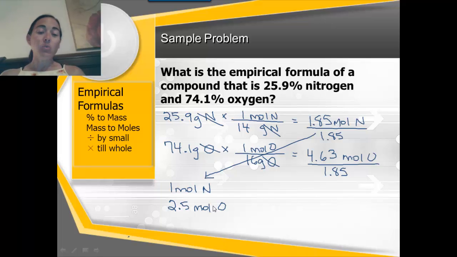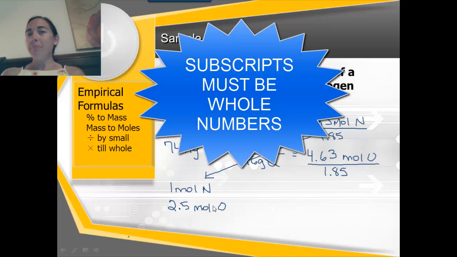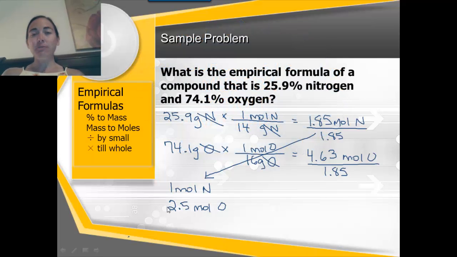Now this would be the subscripts for the formula. It would be N1O2.5, but you can't have a subscript with a decimal in it. So what you have to do is think back to all the math that you've learned. How do you get rid of a half in a number? Well, the answer is to multiply by 2. If I multiply 2.5 by 2, I'm going to get 5 oxygens. If I multiply the oxygen by 2, I also have to multiply the nitrogen by 2. So 1 times 2 gives me 2 nitrogens. And now that I've got whole numbers, I can write the empirical formula for this sample. It's going to be N2O5.